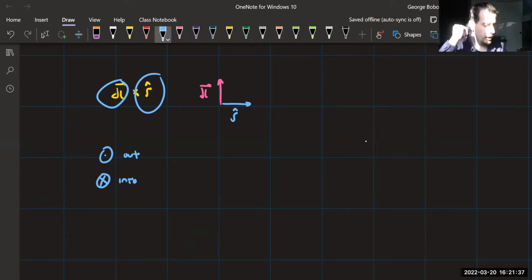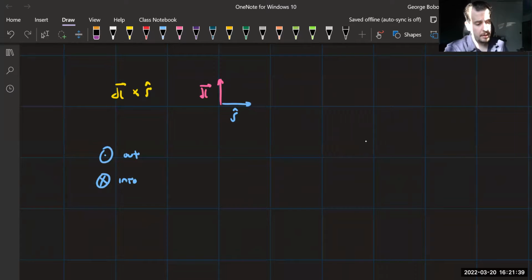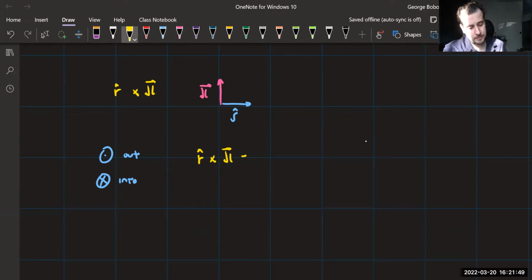Now, what if I flip the direction? Well, if you flip the direction, all that's going to change is you're going to get the opposite result. If you remember from Math 115, when we flip directions, we basically get a negative sign for our cross product. This is a property from when you're doing cross products in 115.